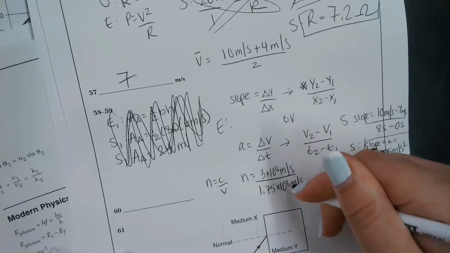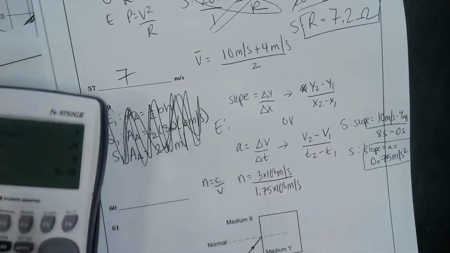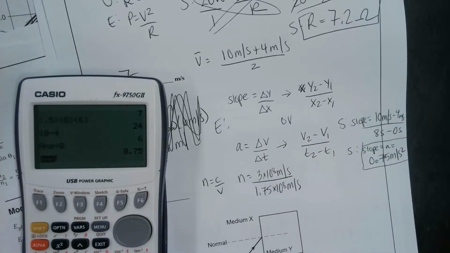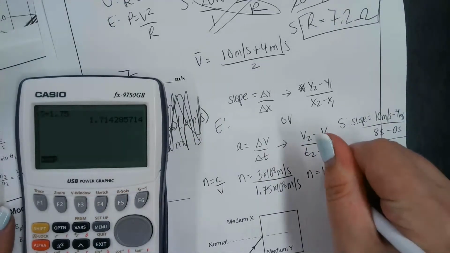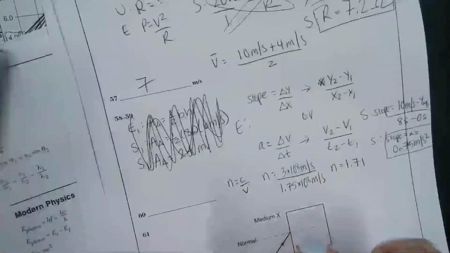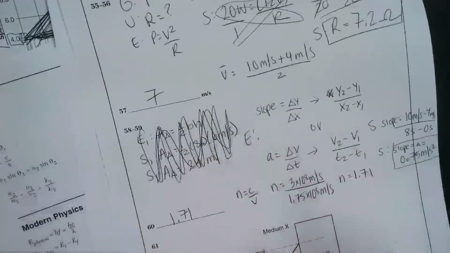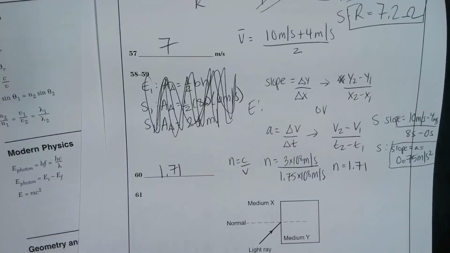Okay, notice that they have the same base and the same exponent. When you divide exponents, you actually subtract them. So 8 minus 8 is 0. So we're going to just do 3 divided by 1.75. Wow, that was epic fail. 3 divided by 1.75 is an index of refraction of 1.71. So you put that on the line. If you put a unit, that's incorrect, right? The index of refraction is a naked number.